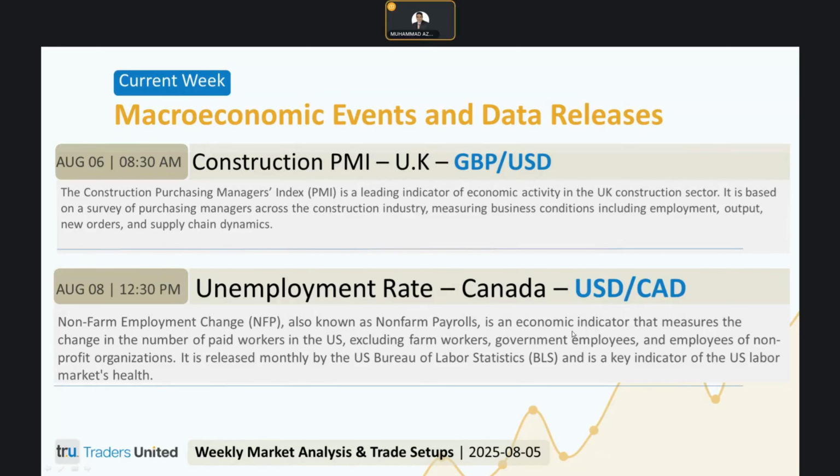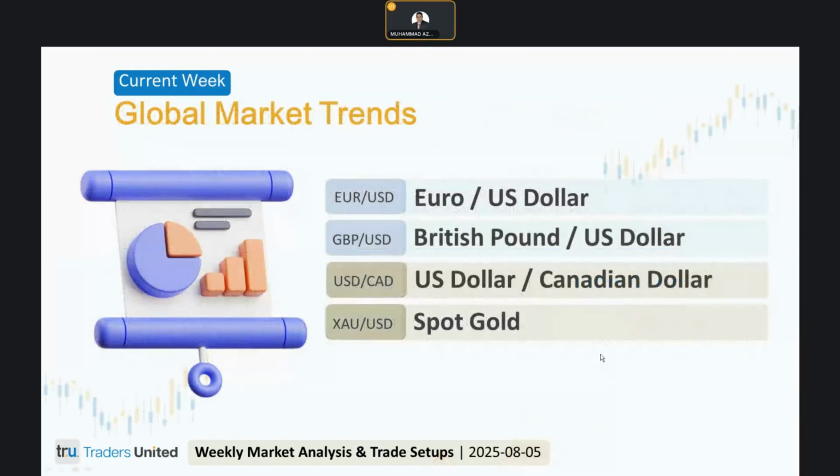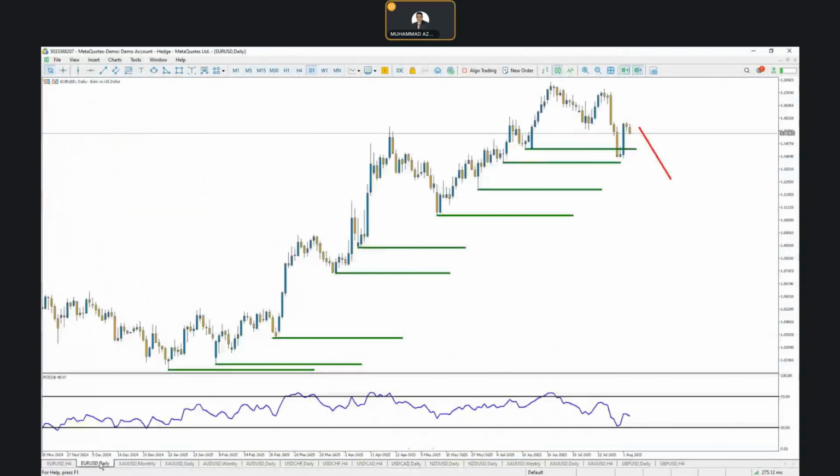Okay, next, let us take a look at current week market trends. We're going to discuss the euro dollar. So right now, the euro USD currency pair is trying to drop over here. So we might get a retest of this support area.